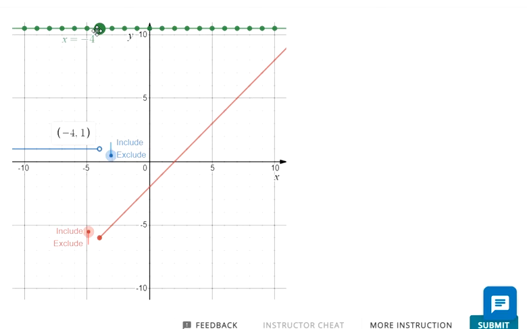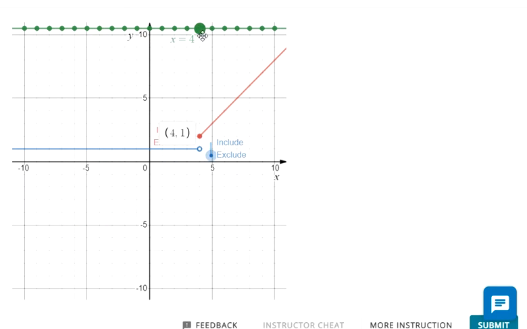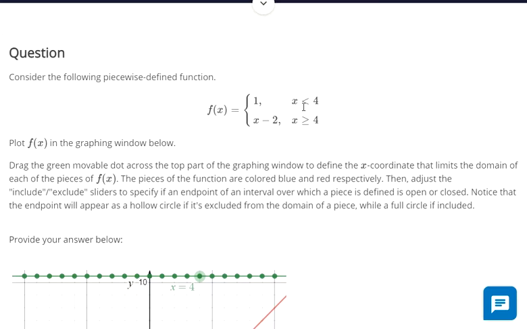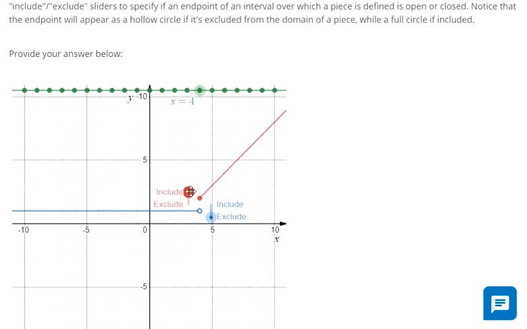Okay, fine. So I need to go to where x is 4. That's where this piecewise function switches. You have to drag that green line. So now when x is less than 4, the y values are spitting out 1 here. So that's working. And I'm going to move this down to exclude because it doesn't have the or equal to symbol underneath. This one has the or equal to symbol, so I need to include this one. I need a closed dot.